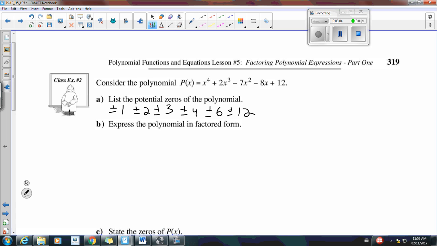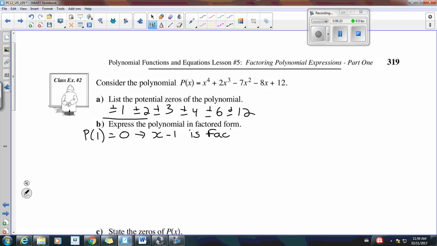Quite a long list. More often than not, you'll have factors from the first few values. So we actually see that if we substitute in 1, we get it equal to 0. So that tells us our first factor is x minus 1 is a factor.